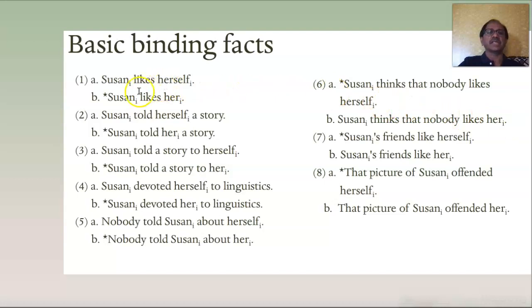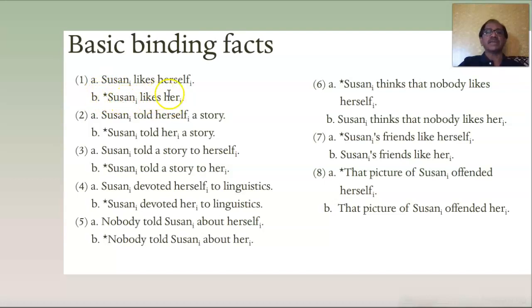The first sentence is Susan likes herself, where herself is a reflexive which is co-indexed with Susan. Co-indexation is given by subscript. So i and i tells us that herself refers to Susan. Susan likes her is an ungrammatical sentence. We know that it is ungrammatical because there is a star before the sentence.